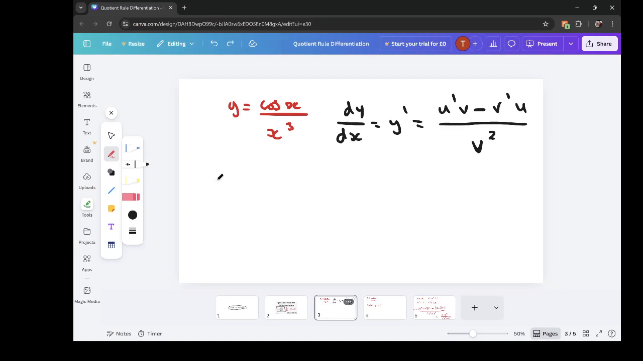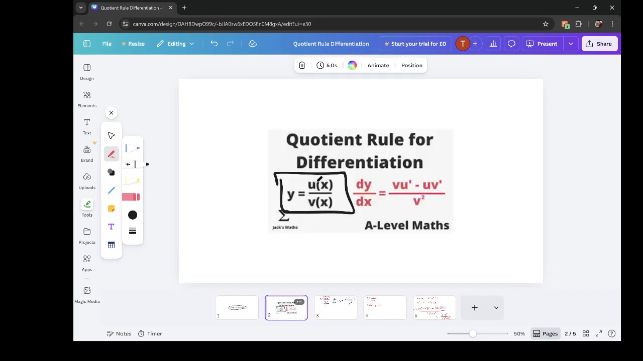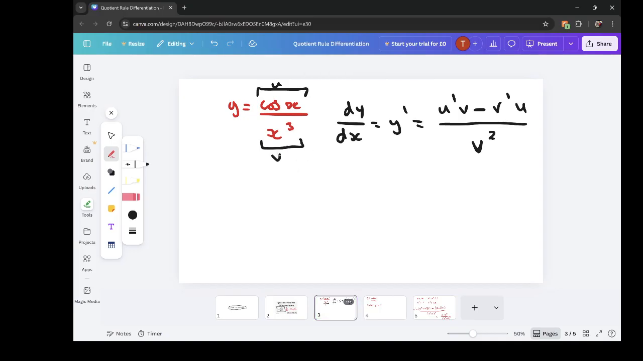So we disclose our terms. So this would ideally be our u, and this would be our v, as stated in the question. u over v. So this is what we have here. So we write down our u is cosine of x, v is x cubed. Now, again, we apply the same thing that we use for product and chain rule. We write u prime and we write v prime. We write both of these terms and try to understand what they are.